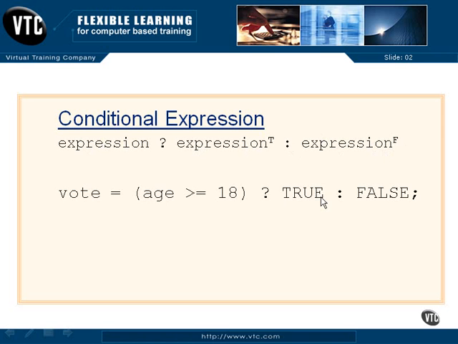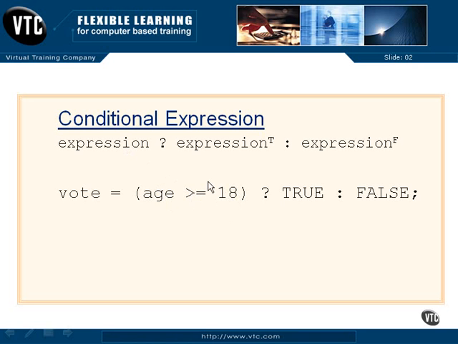So here's an example down here. Here's our assignment that we're going to do. This is not really part of the conditional expression, vote equals. That's just an assignment when we're done. Here's our little test, the expression age is greater than or equal to 18. So we're checking this person's age, and our voting laws here, you have to be 18 or over to vote. So we're looking to see if our age is greater than or equal to 18.